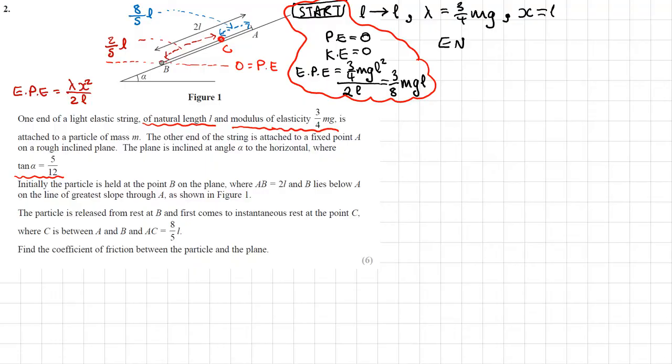Right, I'm now going to work out the energy at the end. How much energy is there at the end? Now the end basically is at the point C, the end of what I'm considering. At that point, the string is at a distance of 8/5L from A. The natural length is L, so that will give me an extension of 3/5 L.